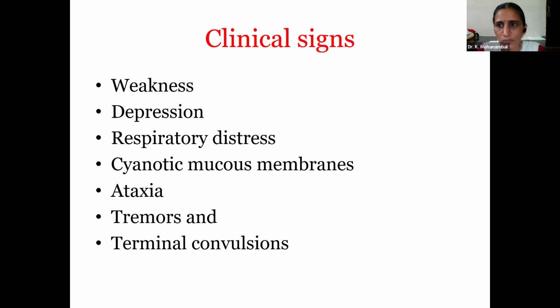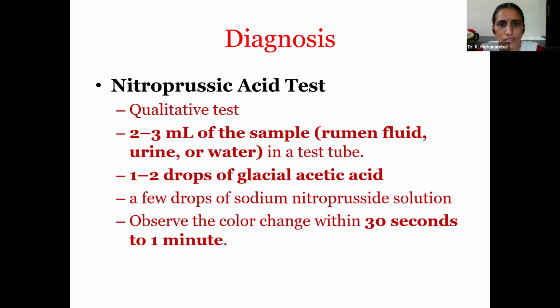So we need to handle these cases very quickly. The owner will tell you the right history, there is no doubt in that. Diagnosis: the nitroprusside acid test. To the suspected sample, 1 to 2 drops of glacial acetic acid with a few drops of nitroprusside solution should be added. The solution color will change to orange or reddish, which indicates a positive nitroprusside test.